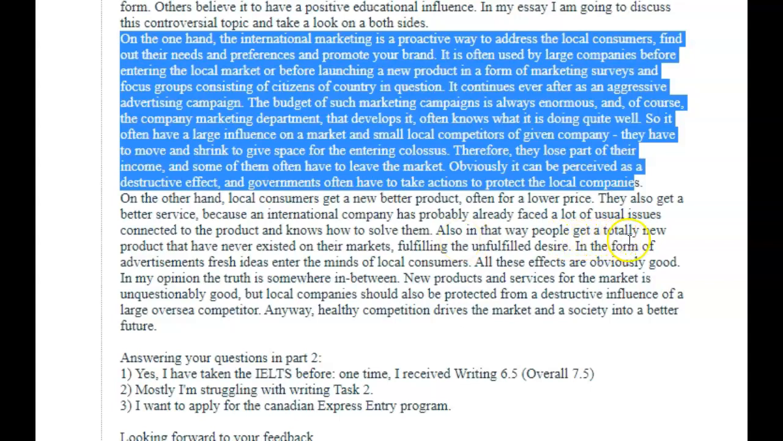"Also, in that way, people get a totally new product that never existed in their markets, fulfilling the unfulfilled desire. In the form of advertisements, fresh ideas enter the minds of local consumers. All these effects are obviously good." All right. Is this it? That's your paragraph, and then here's a conclusion? All right. This is really underdeveloped. It's just not enough.